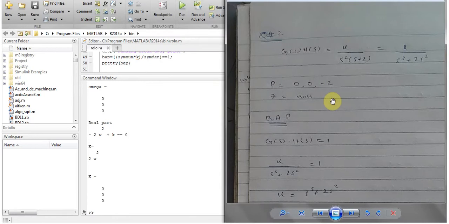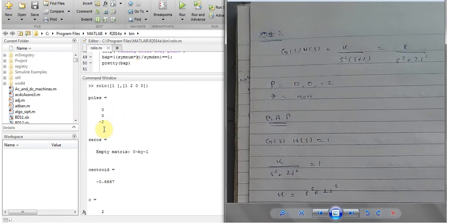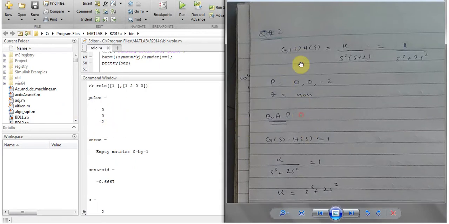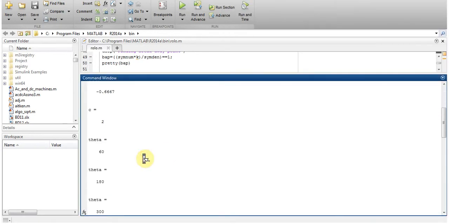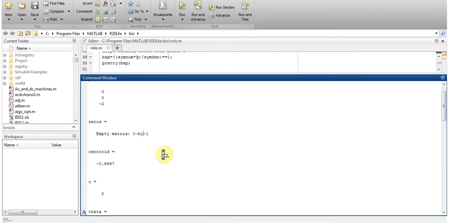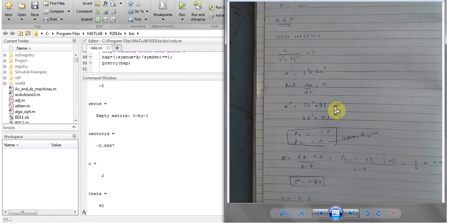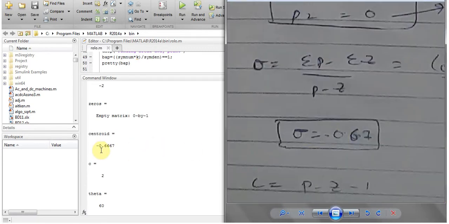So let's see theoretically. Ladies and gentlemen, let's start from here. So we have poles equal to 0, 0, negative 2, no zeros, which is none. And the breakaway point is just negative 1.33 and 0. And after that, we have the centroid. So what is the value of the centroid? It is negative 0.67, as you can see over here.